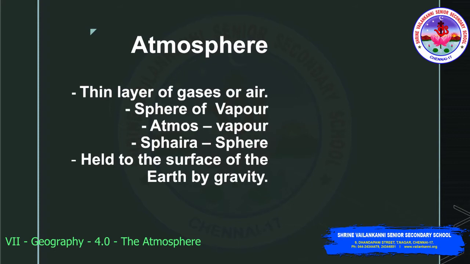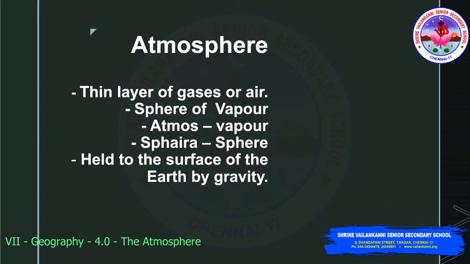The word atmosphere is derived from two words, atmos and sphaira, which are Greek words. Atmos means vapor and sphaira means sphere. So together, atmosphere means the sphere of vapor. This atmosphere is the most dynamic realm of our planet. It keeps on changing.